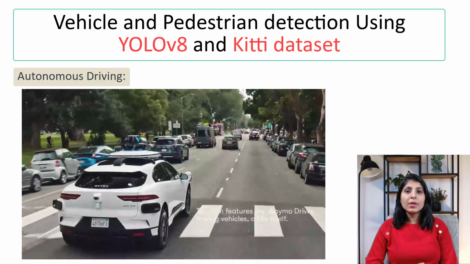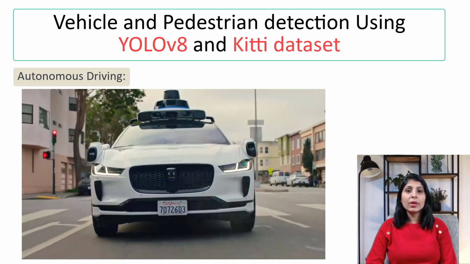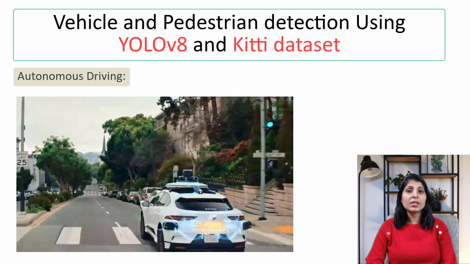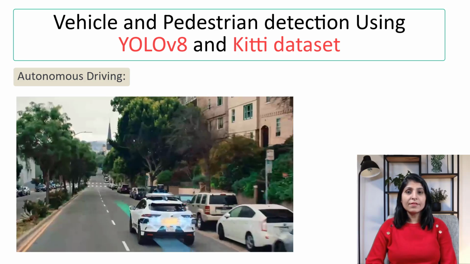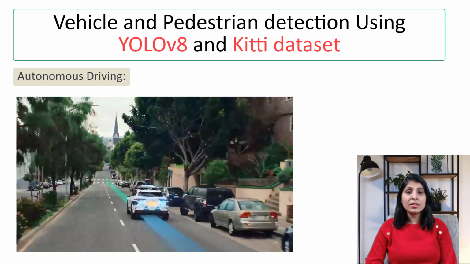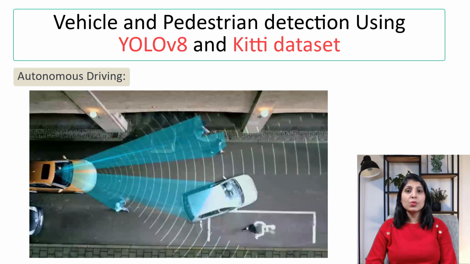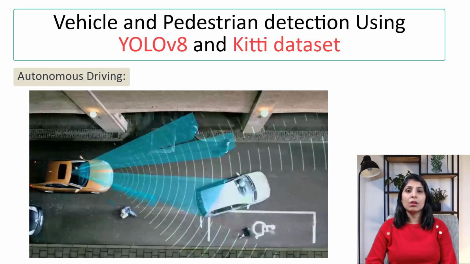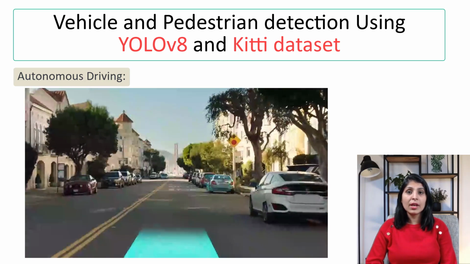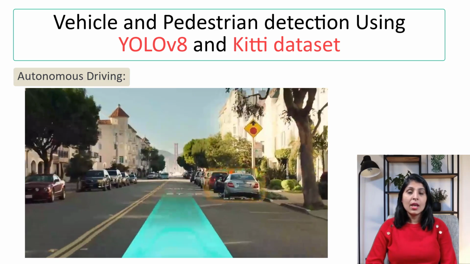In the development of autonomous vehicle, accurate detection of vehicles and pedestrian is important. Self-driving cars need to see other vehicles and people very well. They use this information to decide where to go, how fast to drive, and how to move safely.